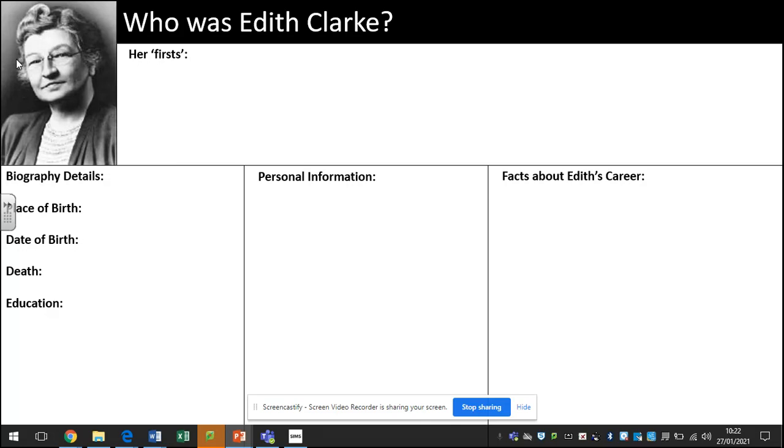And then a few facts about Edith's career. What jobs did she do? What did she create while she was doing those jobs? So, for example, she was involved in the Hoover Dam, and she created her calculator. She also taught at Texas University. So she did an awful lot in her life. So it's about putting that information as facts down onto the sheet.